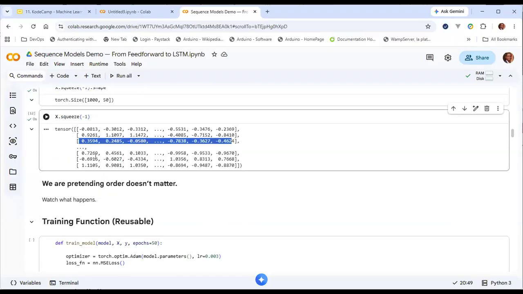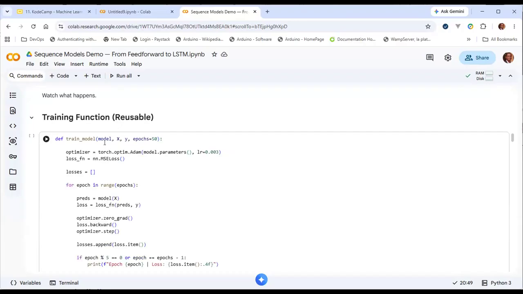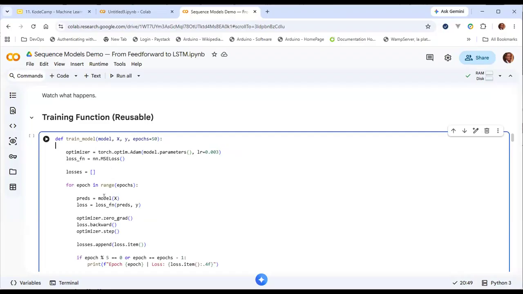Okay. Now, for a simple fully connected network, order doesn't matter, right? So we now train this model, but of course we have to write a reusable training function first.